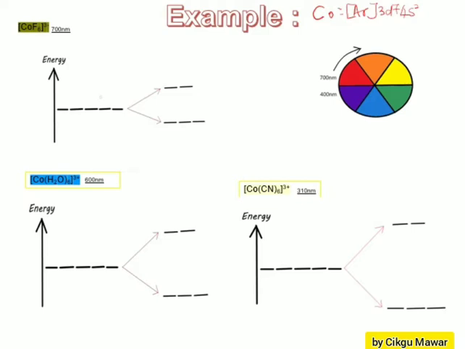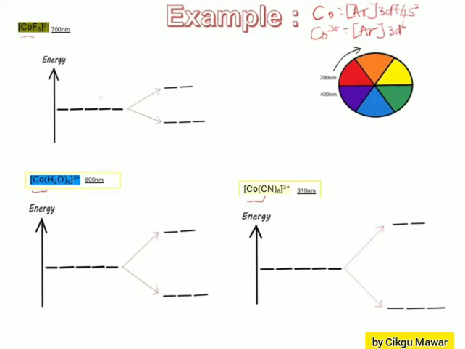Since the complex ion here uses the cobalt 3 ion, you can calculate it yourself. For the cobalt 3 ion, the electronic configuration is 3d6, since we remove 3 electrons. So now the electrons are in the 3d orbital. Then we look at the ligand for each complex.